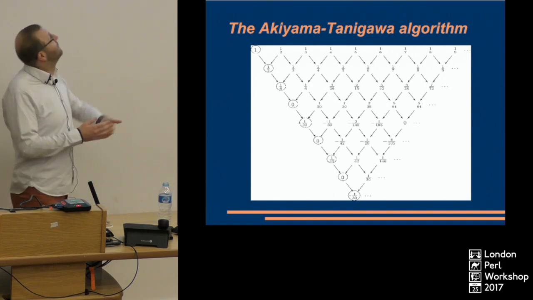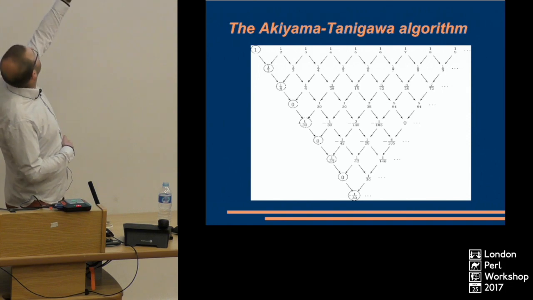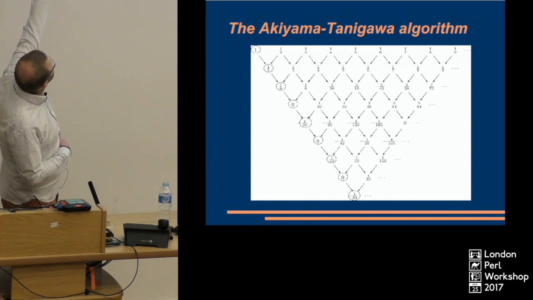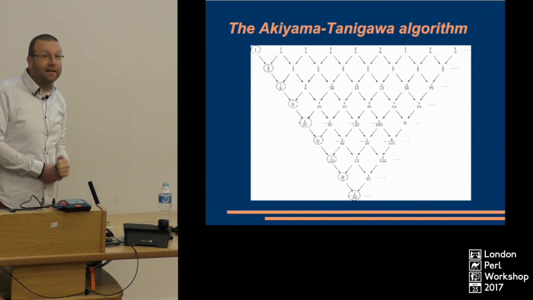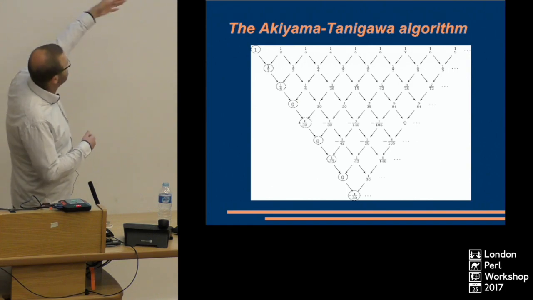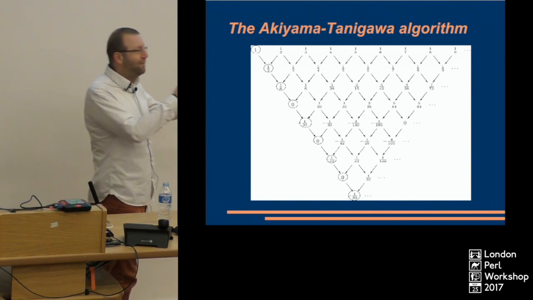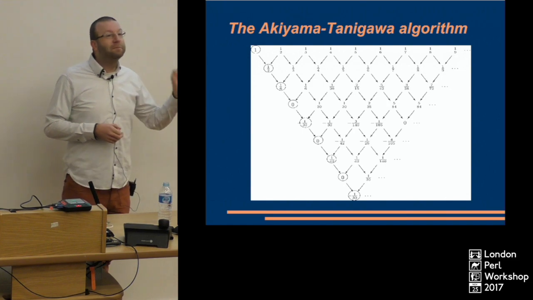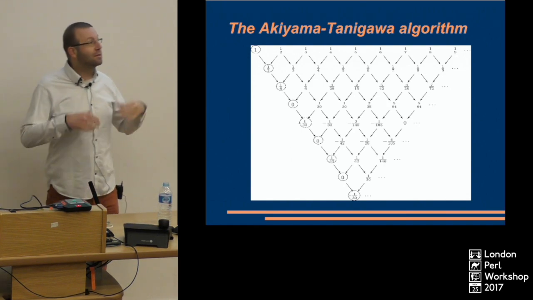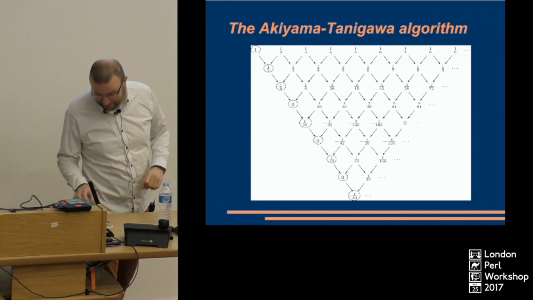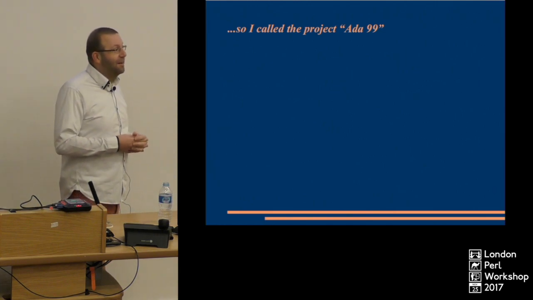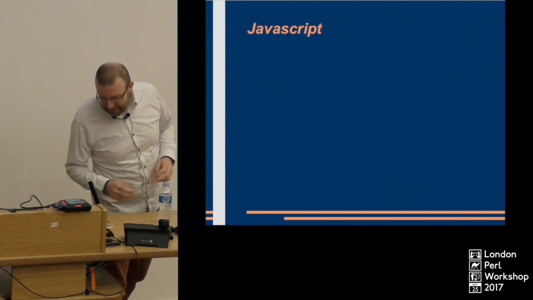So the 0th Bernoulli number is 1. The first Bernoulli number is 1/2. The second is 1/6, following down on the left-hand side. Which means to compute the 10th Bernoulli number, you obviously have to compute the 9 before it. I'm not worried about optimizing the algorithm at this point, just computing it. And I called it Ada 99 in honor of Ada Lovelace.